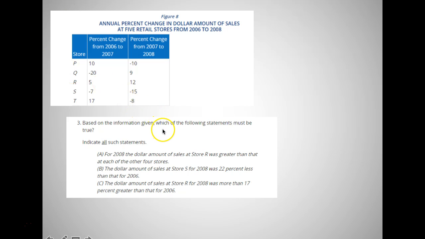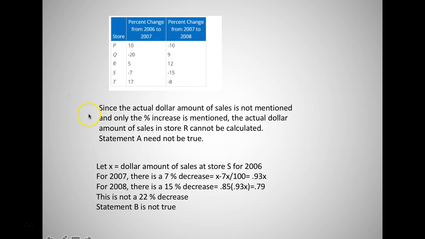Going to the next question. Based on the information given, which of the following statements must be true? Indicate all such statements. A: For 2008, the dollar amount of sales at store R was greater than that at each of the other 4 stores. Since the actual dollar amount of sales is not mentioned and only the percentage increase is mentioned, the actual dollar amount of sales in store R cannot be calculated.